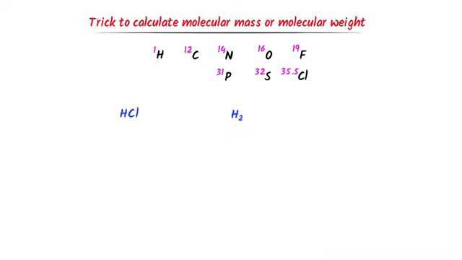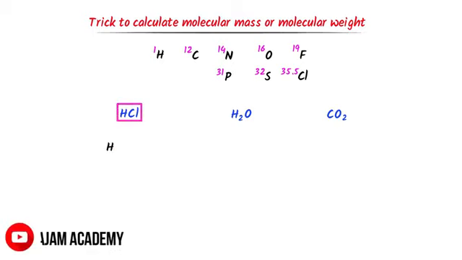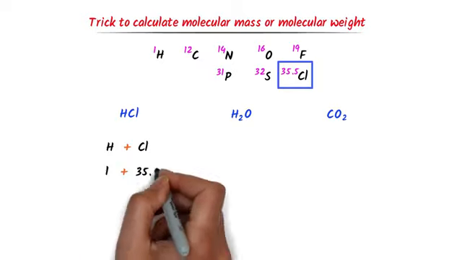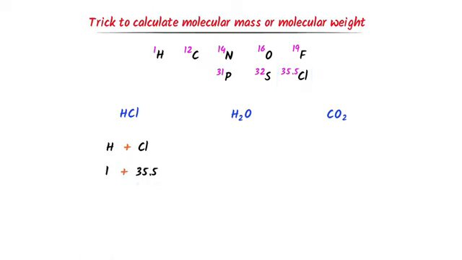Now consider these molecules and find their respective molecular masses. Well, we can see that there is one atom of hydrogen and one atom of chlorine present in HCl. Now I add their respective atomic masses. We know that the atomic mass of hydrogen is 1 unit and the atomic mass of chlorine is 35.5 unit. Now I add their respective masses. I get 36.5 unit. So the molecular mass of HCl is 36.5 u.